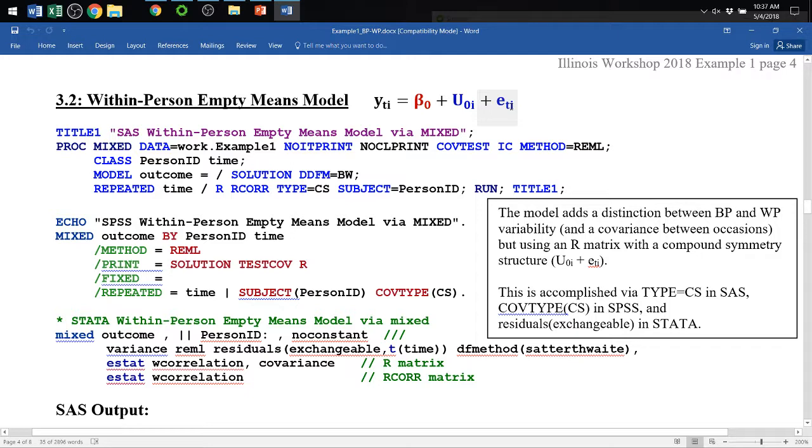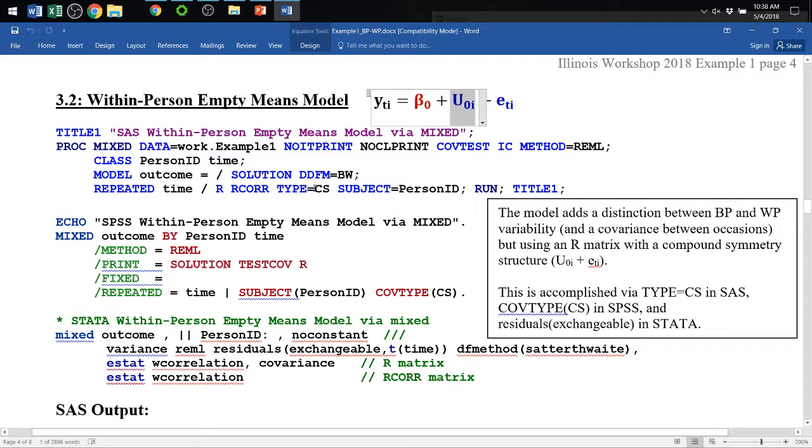Second model adds the partitioning of the variance into between versus within. So we're still not adding any predictors. We only want to know, before adding any informative information, how much of my variance is between persons, level 2, versus within persons, level 1. So I'm adding my U0 term to denote that we've added this level 2 variance term.